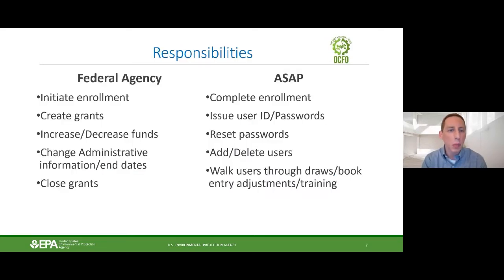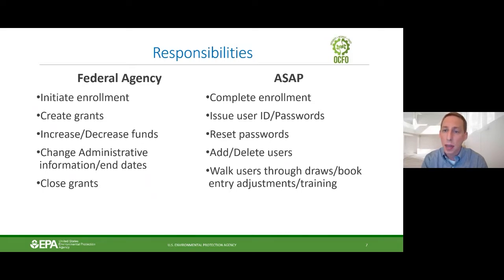Now, some of the responsibilities. Federal agencies are in charge of initiating enrollment for new recipients. Federal agencies are also in charge of creating grants for new recipients in the ASAP system. Federal agency increases and decreases the funds, and federal agencies also change administrative information, including end dates for grants. Federal agencies are also in charge of closing the grants in the ASAP system.